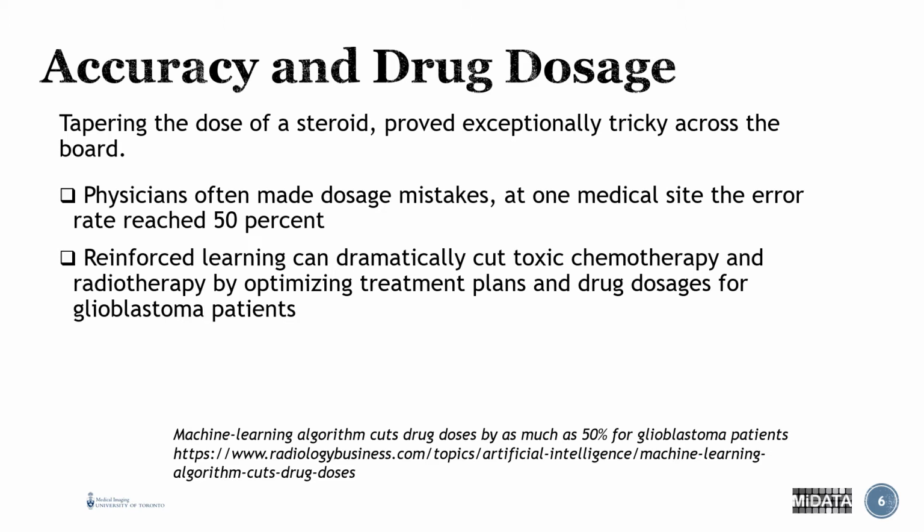And so the question is, can we find a way to more accurately calculate the required corticosteroid dosage for a given patient during treatment? Reinforcement learning, which is one of the 3 types of machine learning which we've discussed already, can be used in order to dramatically cut the toxic chemotherapy and radiotherapy by optimizing treatment plans and drug dosages, in this case corticosteroids, for the glioblastoma patients.